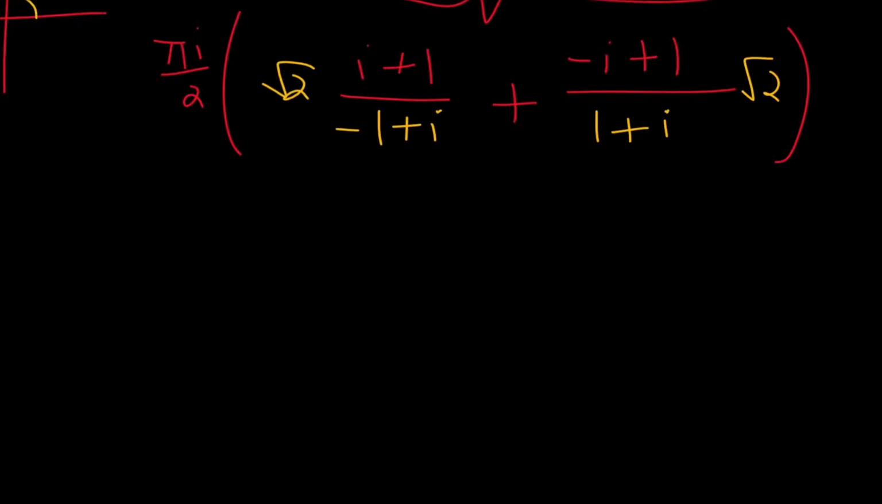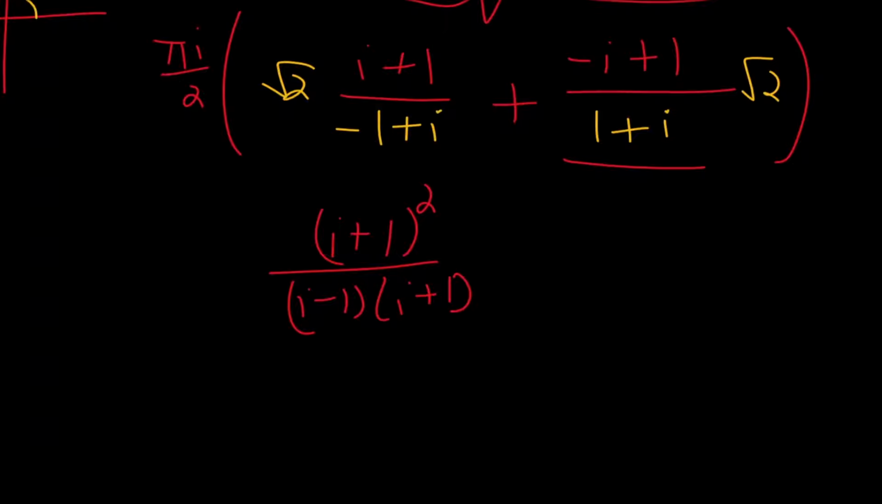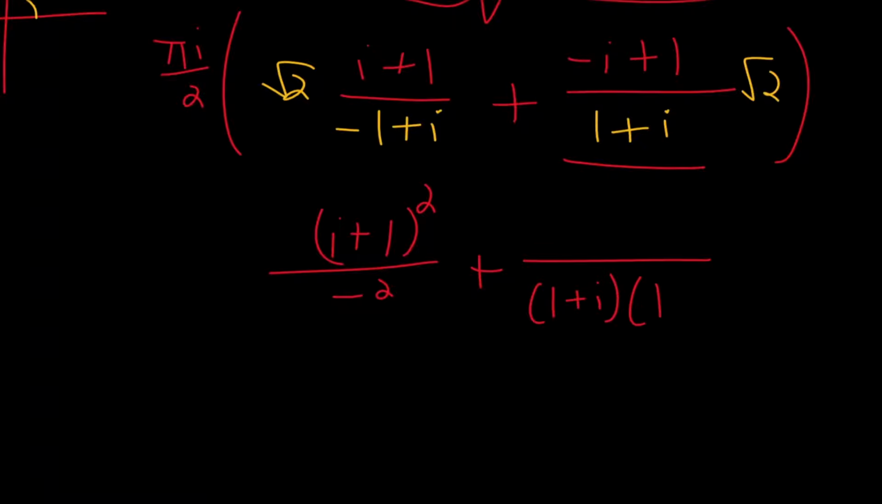So for this one right here, we're going to multiply by 1 plus i. And then we're going to be multiplying this one right here by 1 minus i. So what we end up getting is i plus 1 squared, divided by i minus 1, i plus 1, and the bottom is just going to be negative 2. And over here we have something very similar. We have 1 plus i, and then 1 minus i. And the denominator here is just going to be 2.